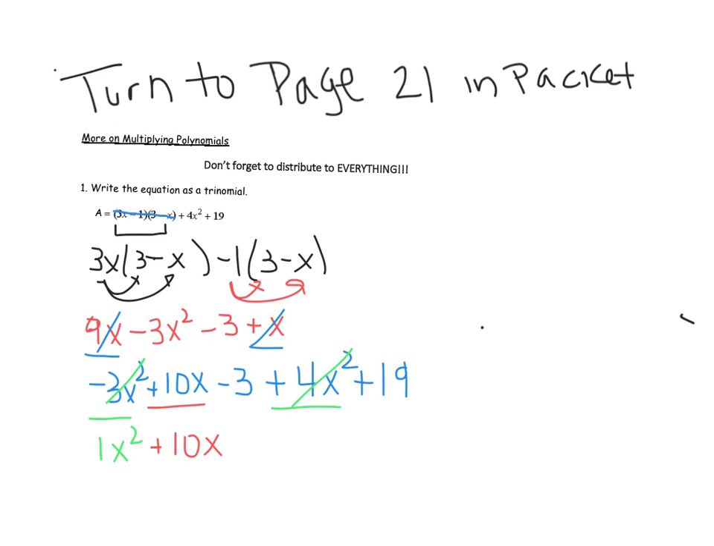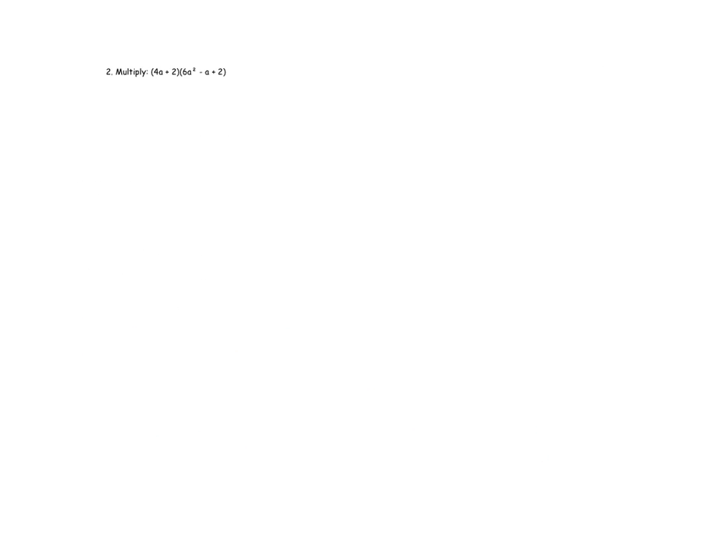And the last term we're going to look at is our numbers. So we've got a negative 3 and a positive 19, which gives us positive 16. And that's the answer to number 1. You can also write this without the 1 in front of the x squared term as just x squared plus 10x plus 16. Okay, so let's look at number 2.